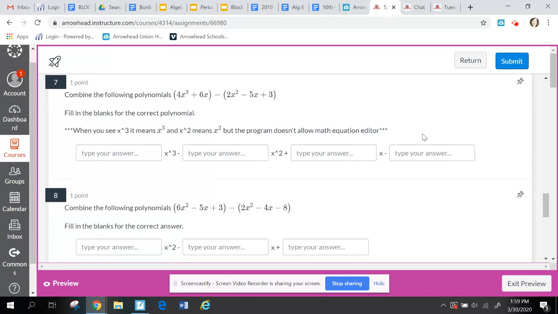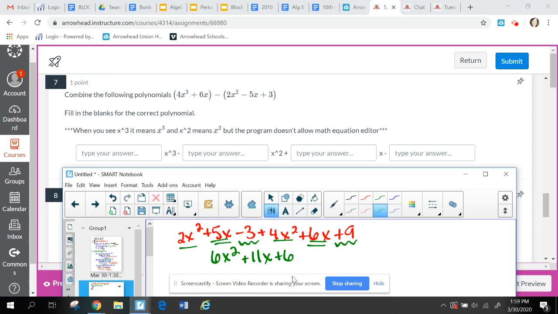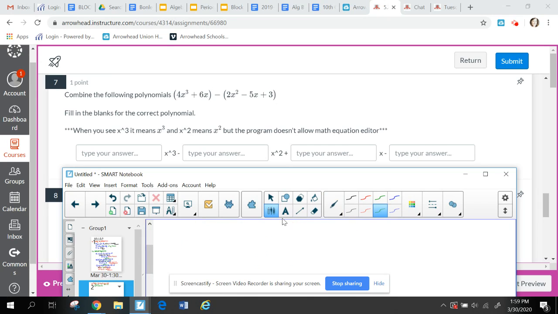Same thing on the next one, except it's subtraction. When it's subtraction, I'm going to slide my page down. When it's subtraction, we do have to change the second set of parentheses. So this is going to stay the same as 4x to the third plus 6x. But now I'm going to distribute this as a -1. So it's really -2x squared. A negative times a negative makes this plus 5x, and then a negative times positive would make this minus 3.